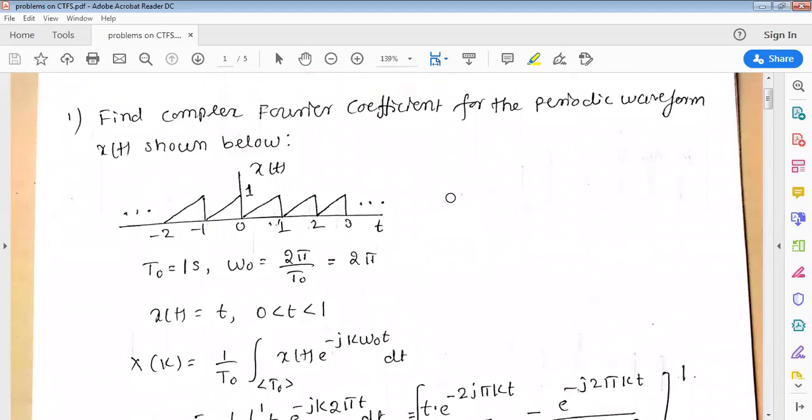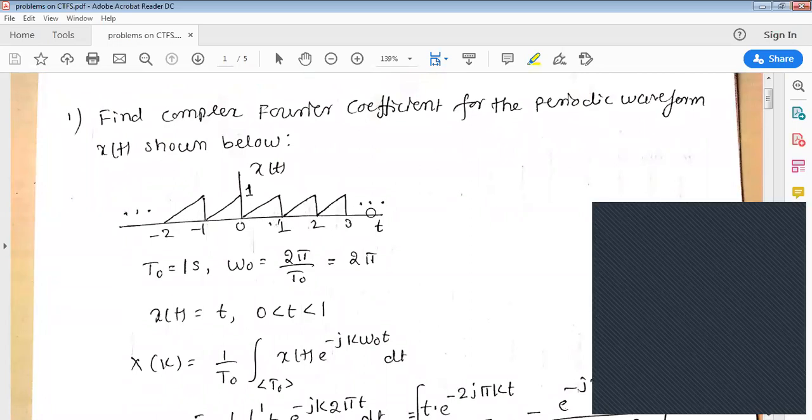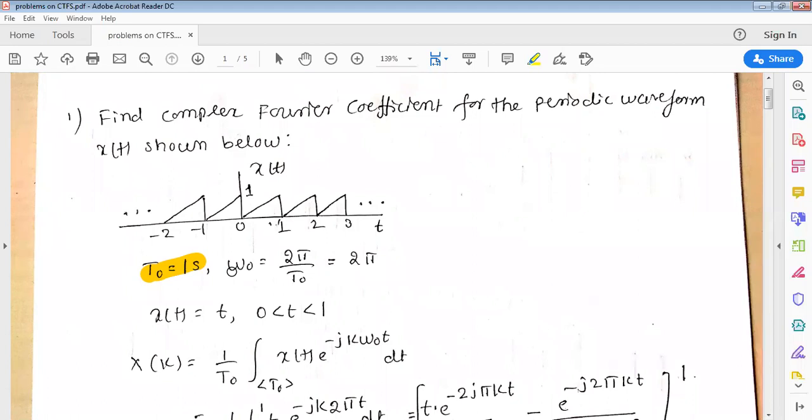Now consider first, what is the period of the signal? It repeats for every 1 second, 0 to 1. See here, again it repeats for 1 to 2, 2 to 3, and so on. Therefore, t naught equal to 1 second, and omega naught is equal to 2 pi by t naught, 2 pi by 1, that is equal to 2 pi.